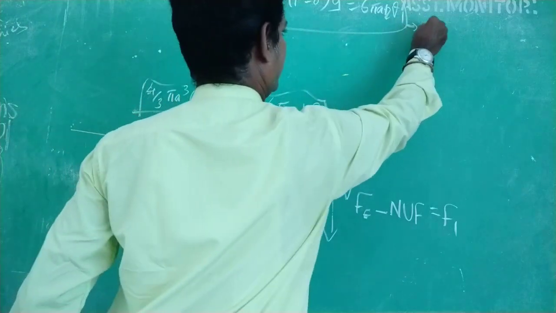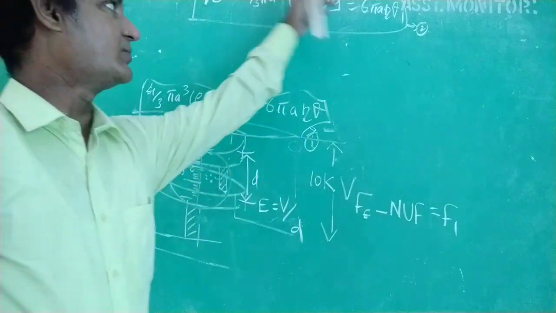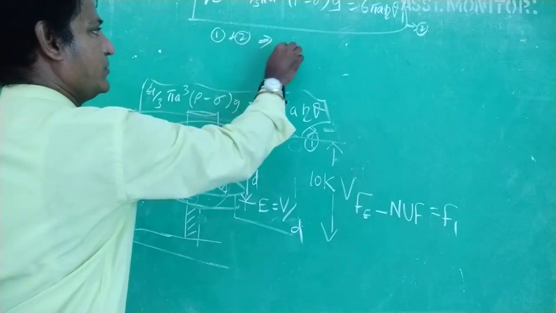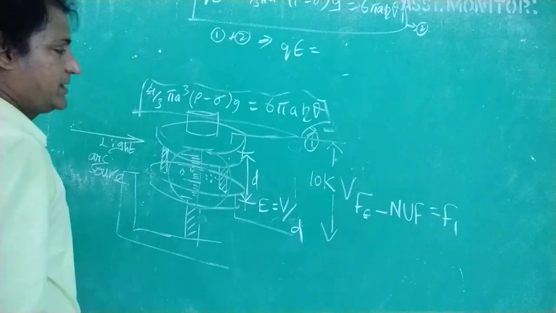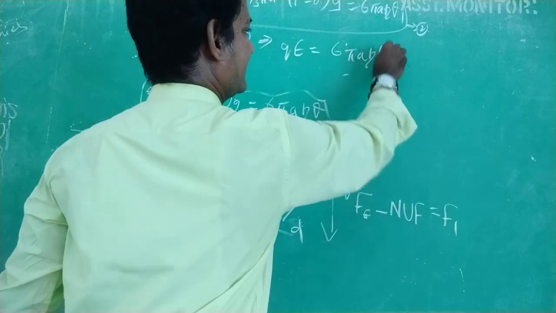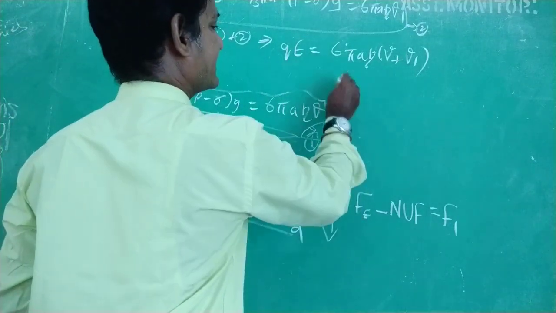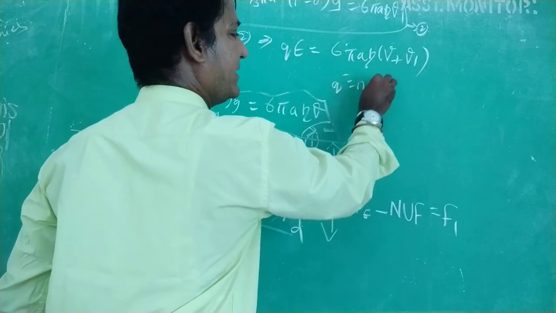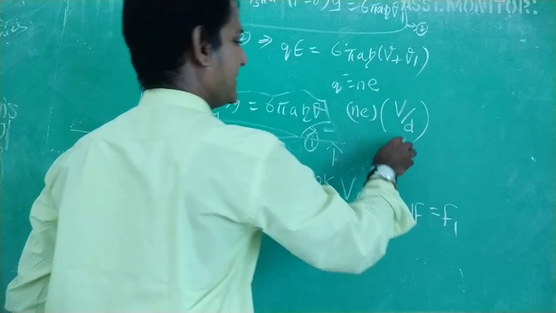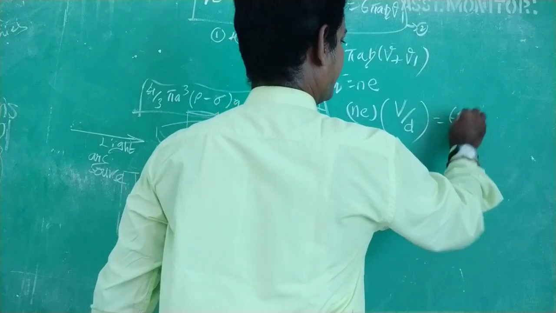I am going to add equation 1 and equation 2. So 1 plus 2, we get QE equal to 6 pi a eta V plus V1, since this term will get cancelled. Since Q is nothing but N into e, N number of charges, so N into e, and E is nothing but capital V by D, where D is the distance between the two circular plates or discs, which is equal to 6 pi a eta V plus V1.